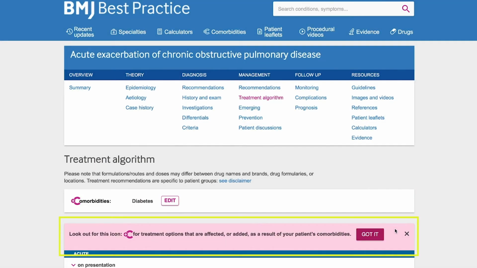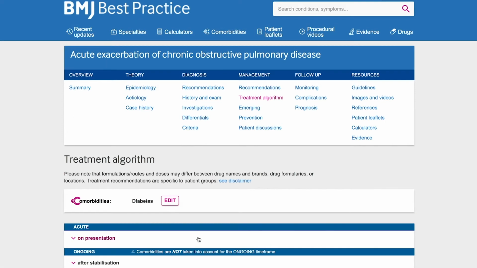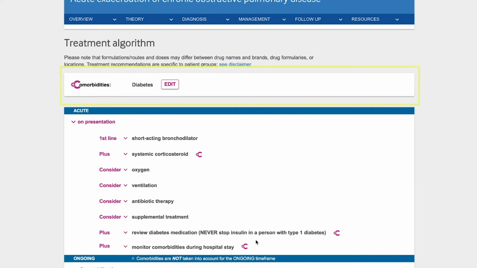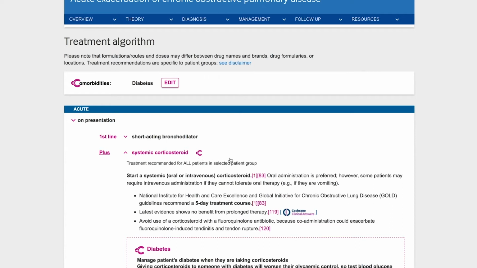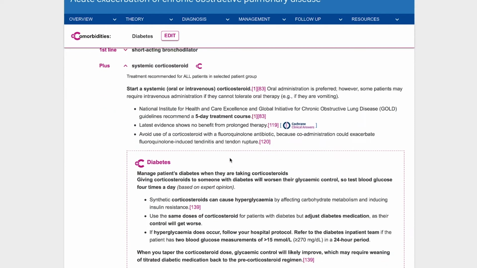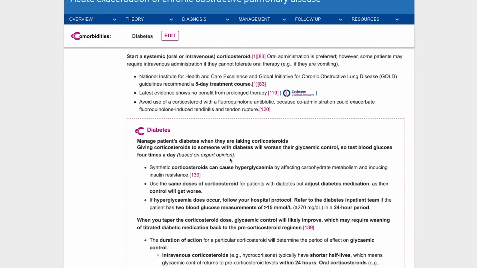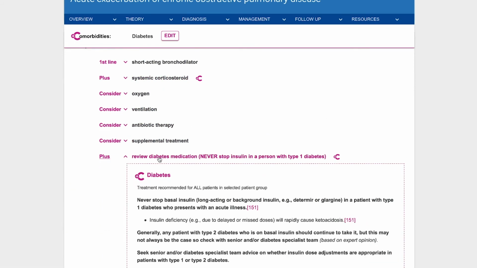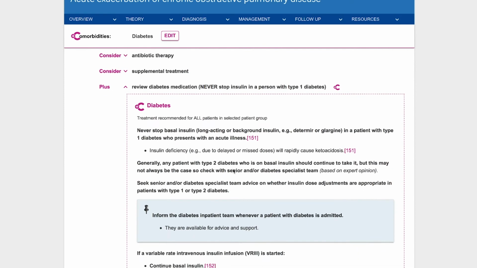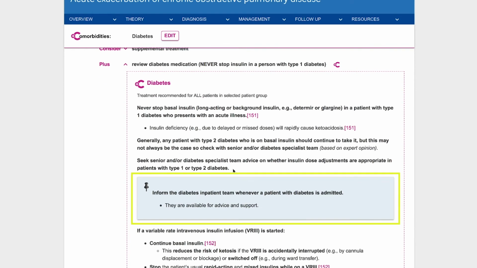They are alerted that treatment options may be affected by the selected comorbidities. The selected comorbidities are shown at the top of the screen, and affected treatment recommendations and urgent considerations are clearly indicated by the comorbidities symbol. When the doctor selects the treatment option, the adjustment is highlighted, with recommendations based on evidence and expert opinion. There are also helpful tips and prompts, in this case when to consult a senior or specialist team.